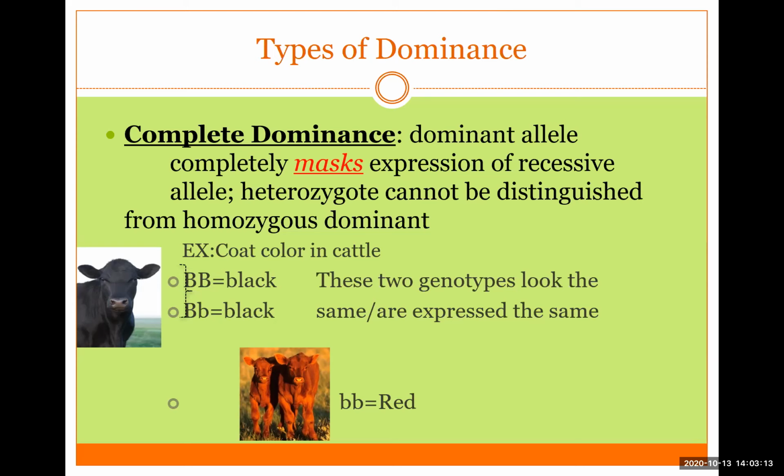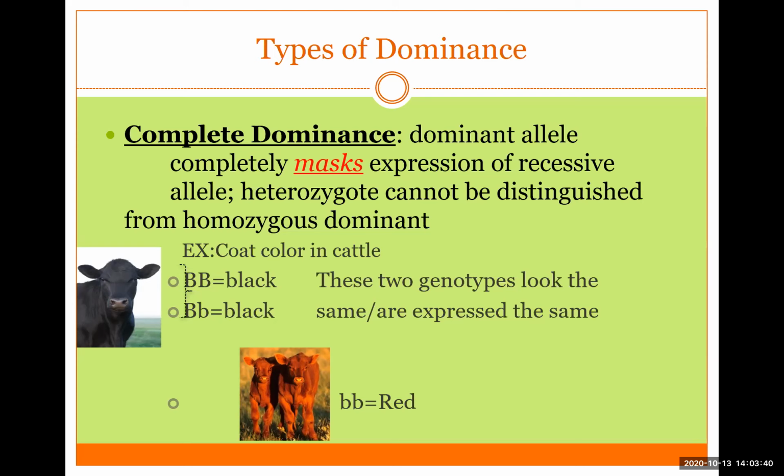Okay, what about this bull over here? Is he heterozygous? Is he homozygous? What is he? He's homozygous. Is he dominant or recessive? Dominant. Why? Because they're capitalized. So he's got two copies of the dominant allele, right? So that means that he is dominant because he's got two copies.